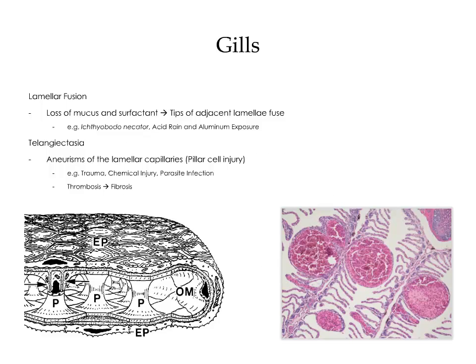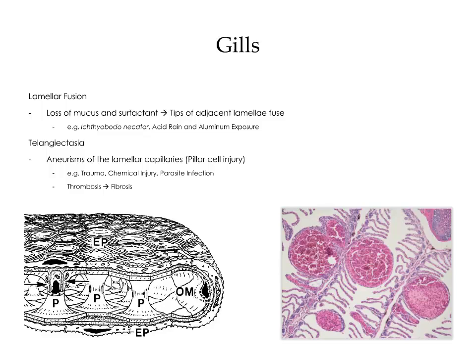The lamellae can also fuse together in the absence of lamellar epithelial hyperplasia. This can occur as a result of a loss of mucus and a loss of surfactant, wherein the tips of the adjacent lamellae become sticky and fuse together. Potential causes include Ichthyobodo necator and acid rain and aluminum exposure.